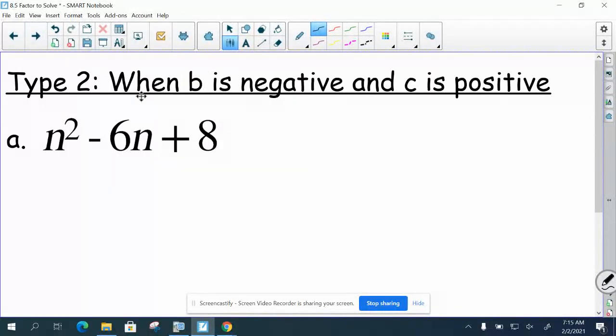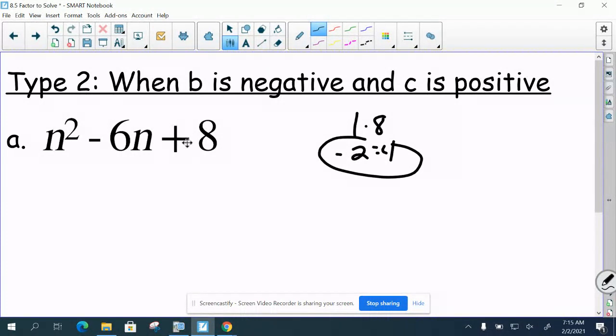So how about when the middle term is negative and c is positive? So let's take a look at what the factors of 8 are. They're 1 and 8 and 2 and 4. So which one of these combine to be negative 6? Well, it would be 2 and 4. 1 and 8 can't make us 6, but 2 and 4 can. But what we're going to have is not just 2 and 4, but negative 2 and negative 4.